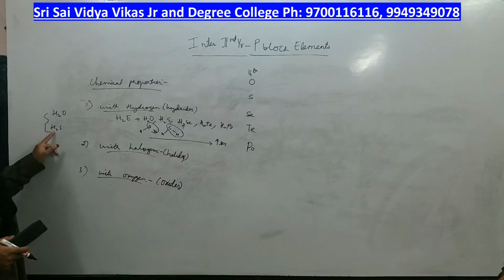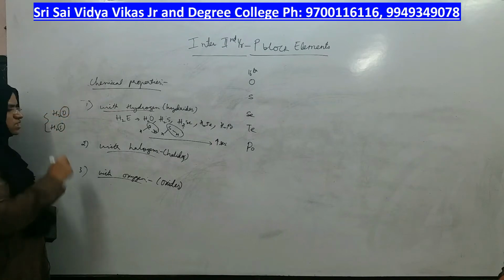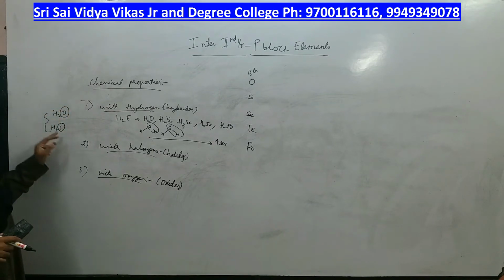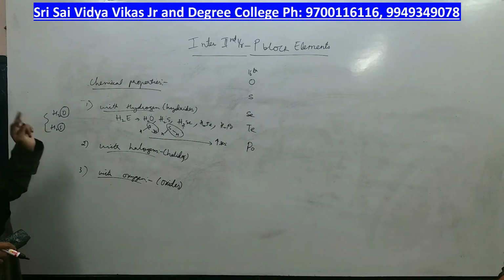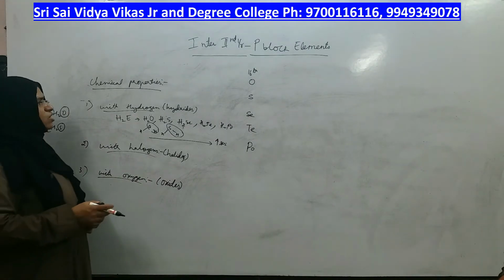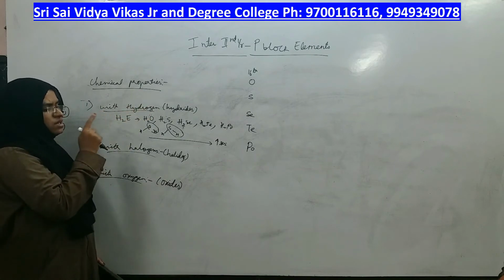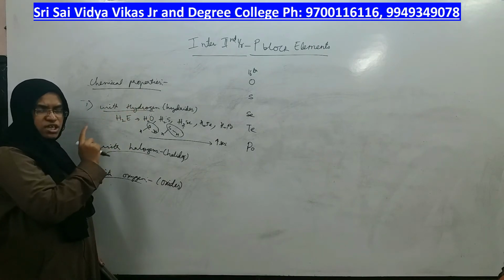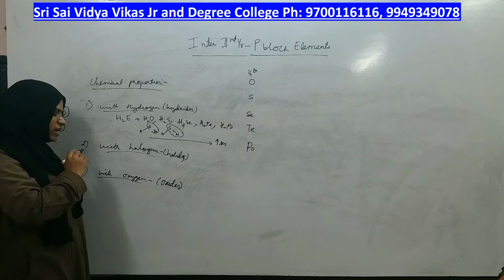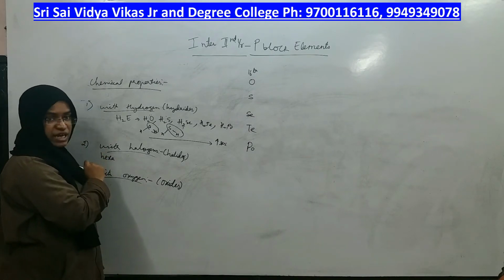In the exam, you may get a 2 marks question in which they ask, explain why water shows hydrogen bonding but not H2S. Why? Because in water, the central element is oxygen, which is highly electronegative. Therefore, it can show hydrogen bonding with other molecules. Whereas hydrogen sulfide has sulfur as the central element. It's less electronegative. Therefore, it cannot show any hydrogen bonding with other molecules. That answer you have to write.